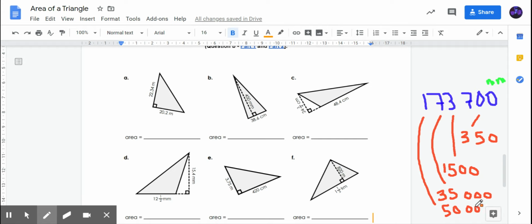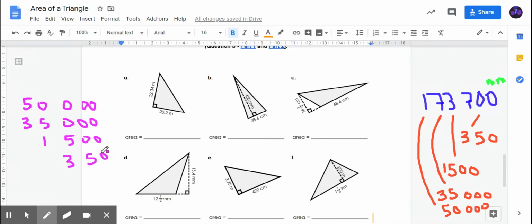If you've got another strategy for dividing this big number, please use it. That's the strategy that I prefer to use for this one. All right, so now that I've divided up the different sections of my number, I need to add these all together. I'm just going to use the basic column method. I'm going to start with the largest number, 50,000. I'm going to add 35,000. I'm going to add 1,500, which was here, and I'm going to add 350. I'm going to add those all together.